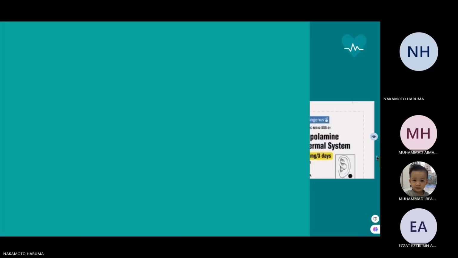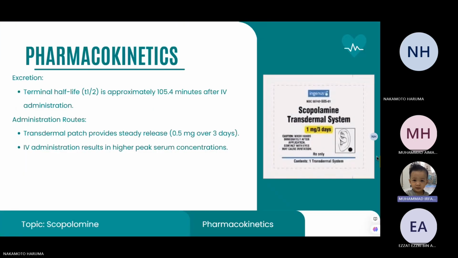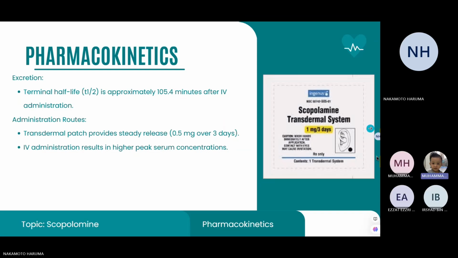Next slide, please. For the excretion, the half-life of scopolamine is around 105 minutes after IV administration. The administration route can be a transdermal patch, which steadily releases a 0.5 milligram dosage over 3 days. The other route is IV administration, which usually results in higher peak serum concentrations of scopolamine. I will pass the floor to the next presenter.